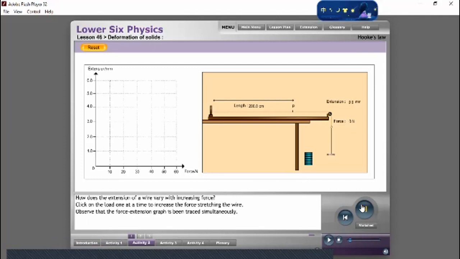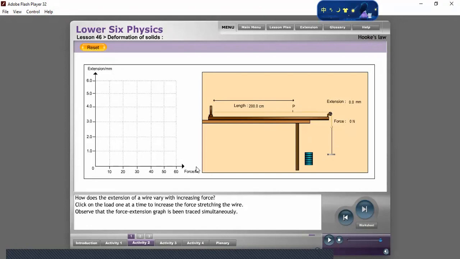How does the extension of a wire vary with increasing force? Click on the load one at a time to increase the force stretching the wire. Observe that the force-extension graph is traced simultaneously. Ladies and gentlemen, let's look at the graph. The graph shows the extension against the force. Do you still remember the graph of the extension against the force?